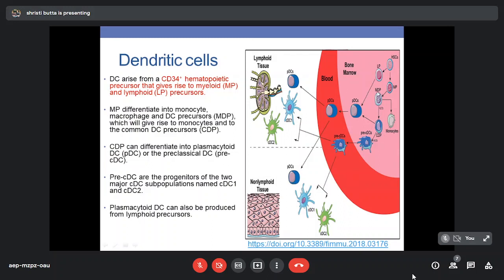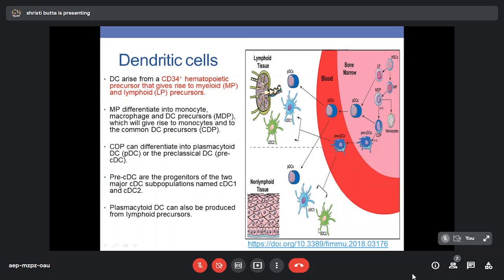Where does this come from? We have the myeloid precursors, which differentiate into the myeloid dendritic cell precursors, that can give rise to monocytes, and it can also give rise to the common dendritic cell precursor. This common dendritic cell precursor can either change into the plasmacytoid dendritic cells, as we've already discussed, or change into the classical dendritic cells.